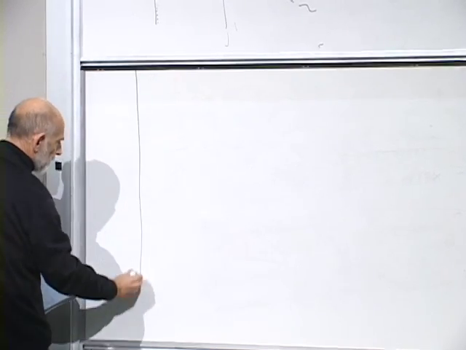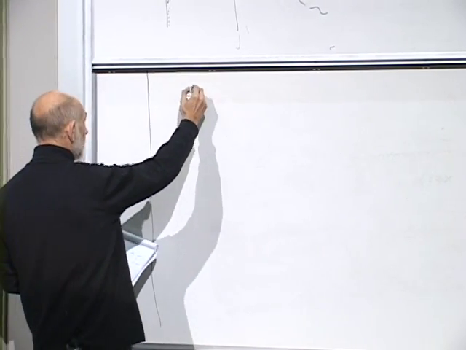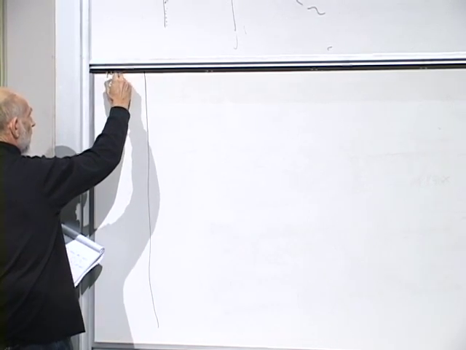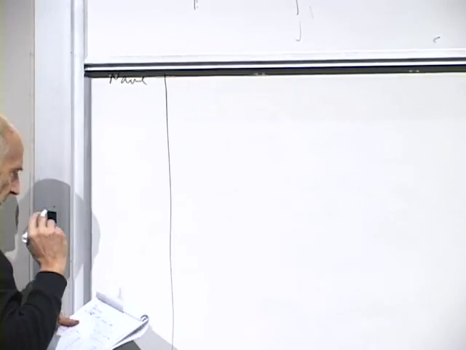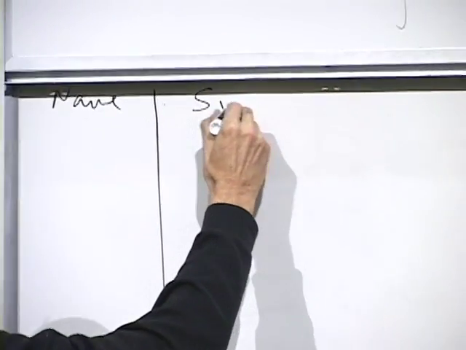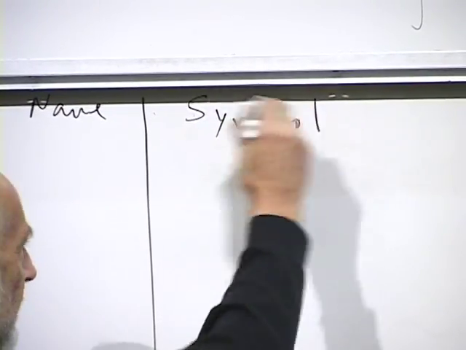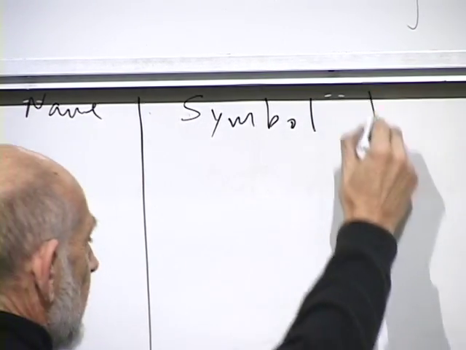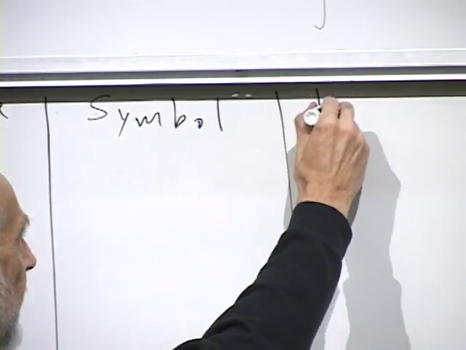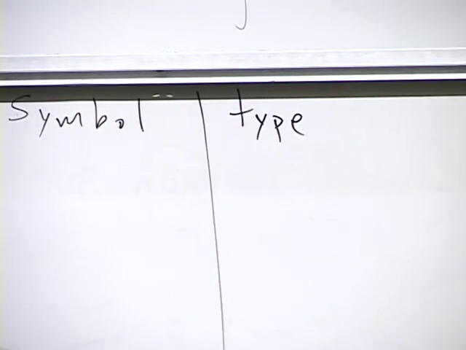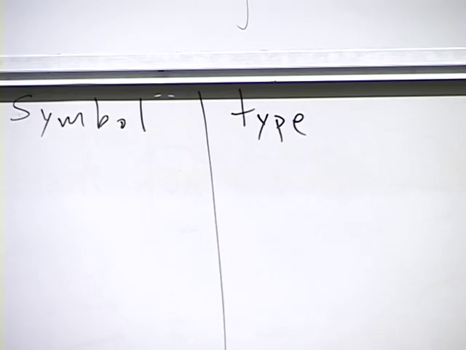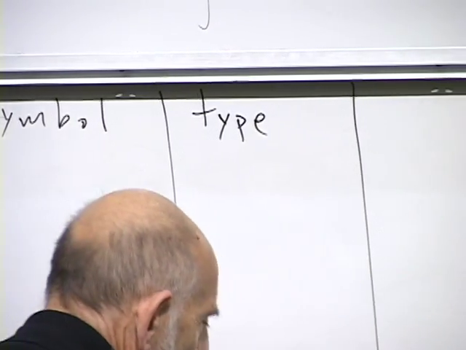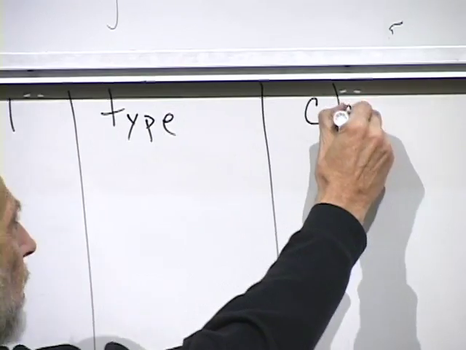Let's see, we need some columns. We can put the name of the particle over here. I'll put the symbol for the particle over here. I'll put the particle type over here. Now, what do I mean by type? I simply mean whether it's a fermion or boson. I'll put the electric charge over here.